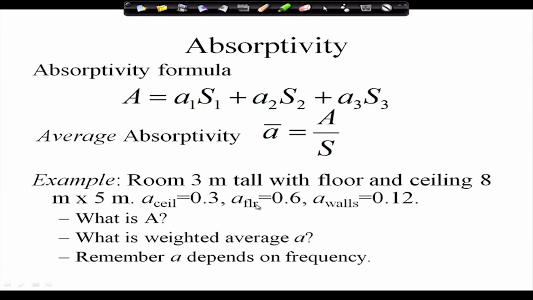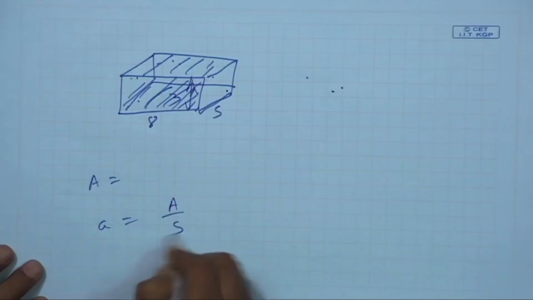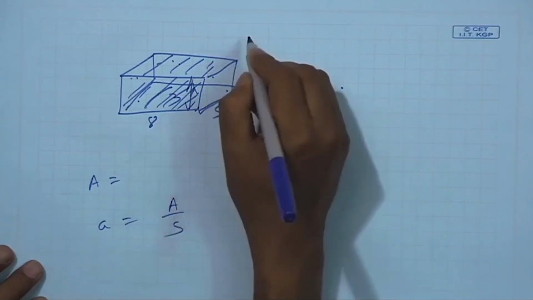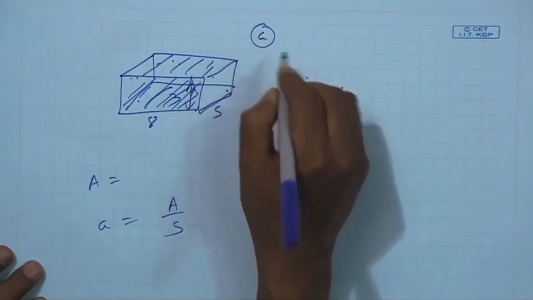Now, what is the average absorptivity? It is capital A divided by the total surface area. But this absorptivity depends on frequency. If you see in practice, once you buy an acoustics treated material, the absorption coefficient is written with a frequency range. For this frequency it is this value. Up to this range it works, after that frequency it may not work, and the absorptivity will totally change. So, the absorption coefficient is frequency dependent.